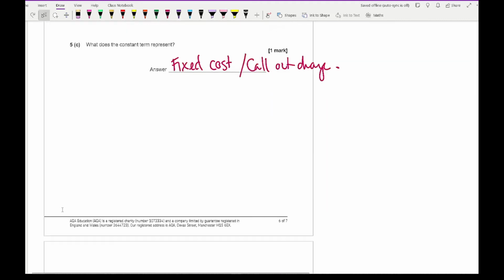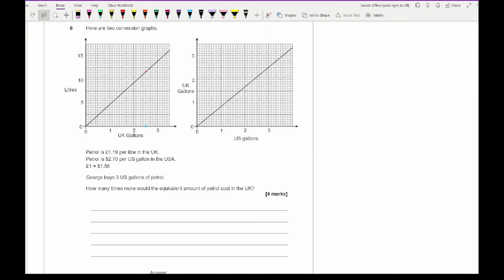So looking at question 6, it says that here are 2 conversion graphs, and the first one is litres to UK gallons and the second one is UK gallons to US gallons. Now the information in the question says that petrol costs £1.19 per litre in the UK, and petrol costs $2.70 per gallon in the US, and the conversion we've got is £1 equals $1.56. George buys 3 US gallons of petrol, and the question is asking how many times more would the equivalent amount of petrol cost in the UK.